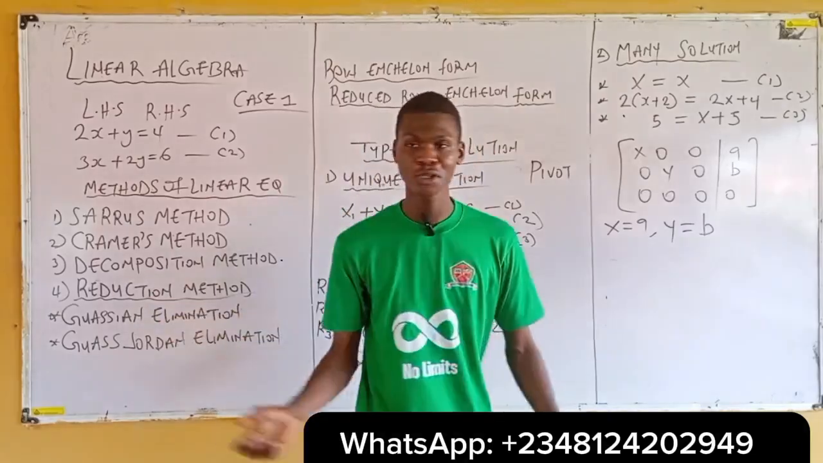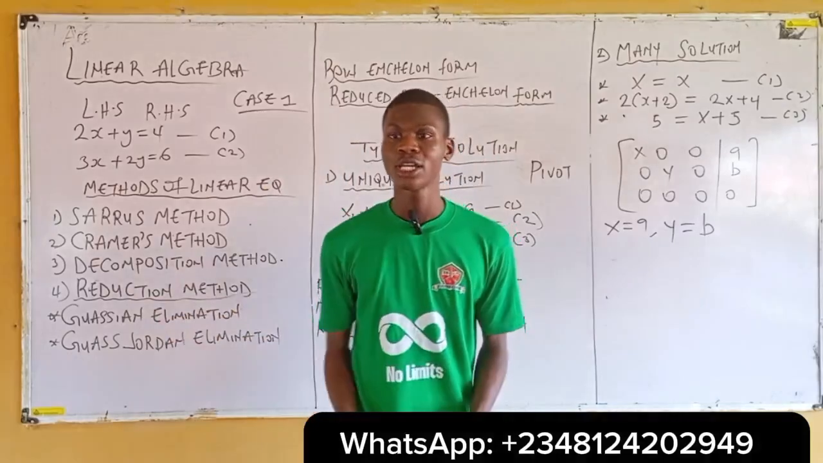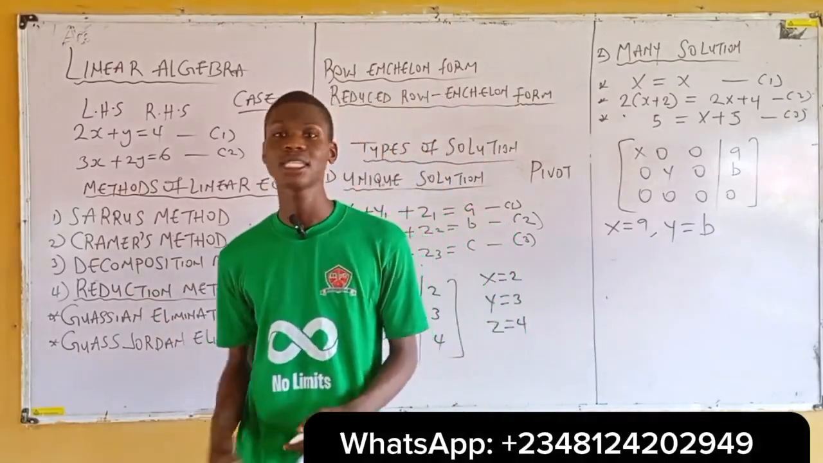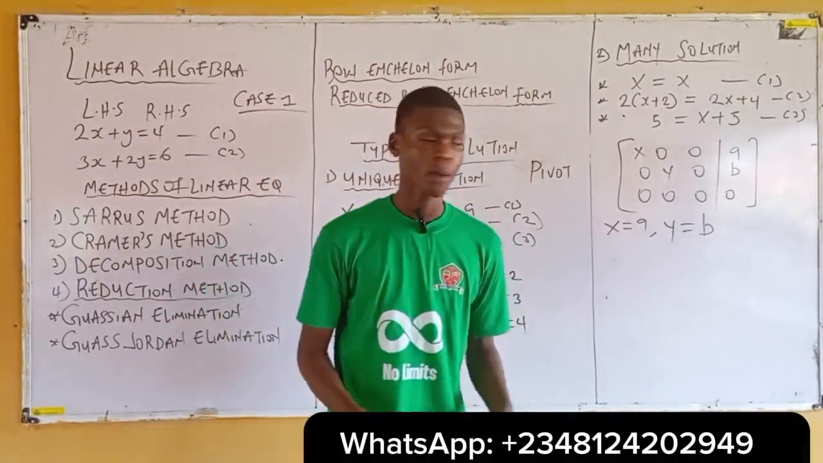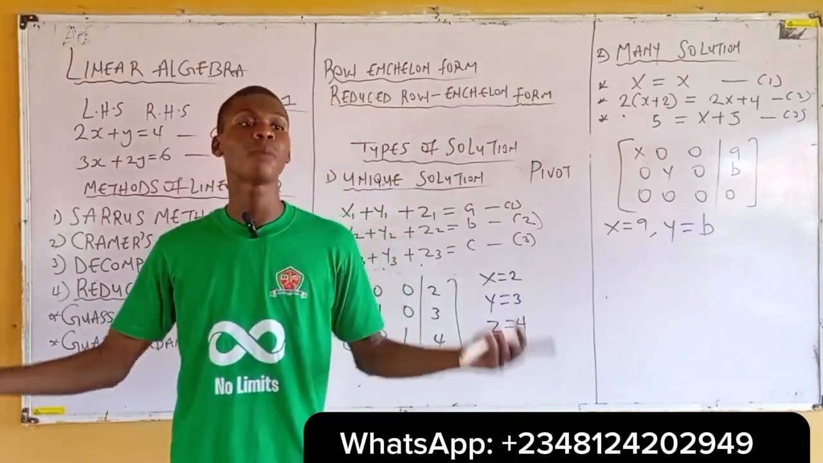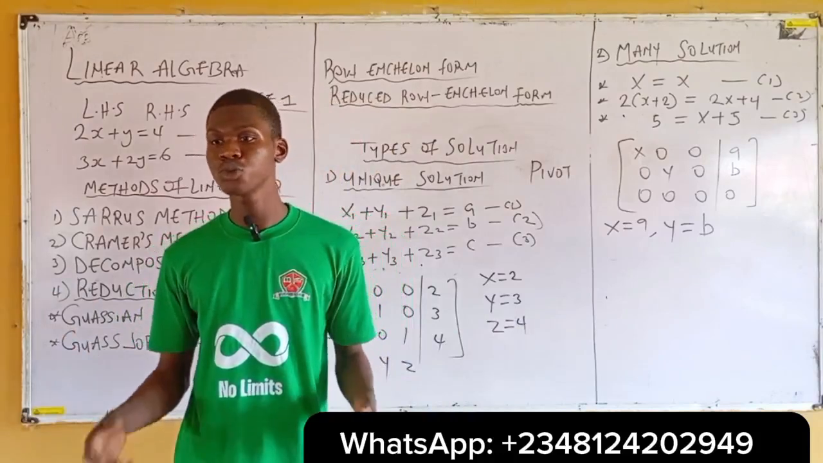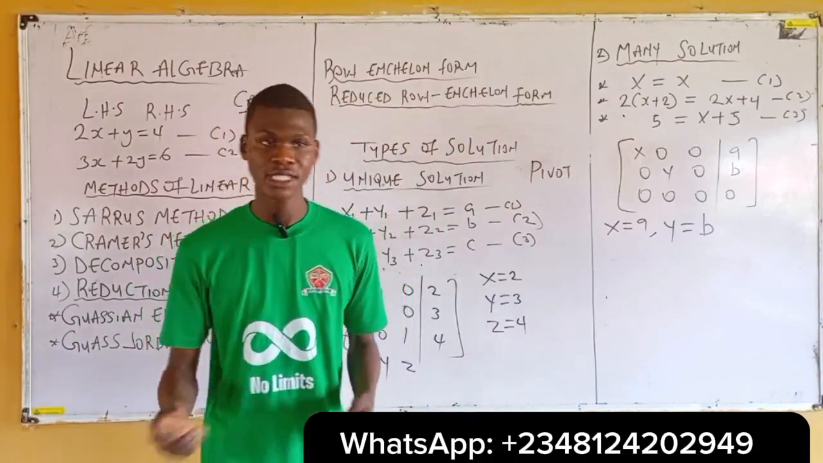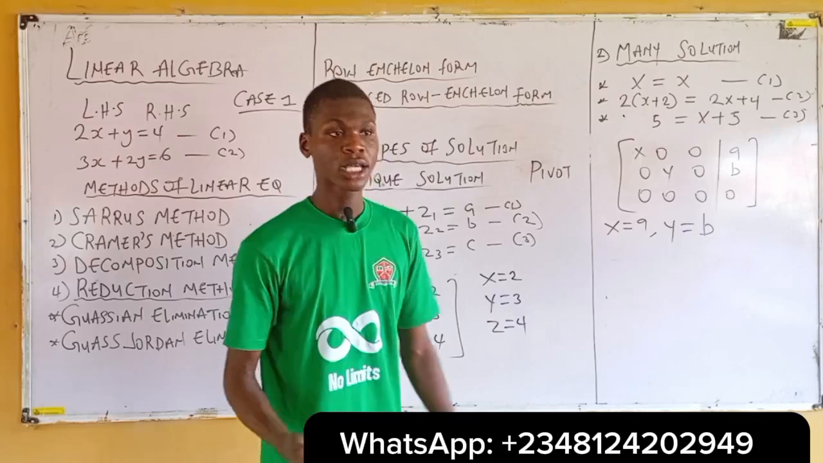This is what many solutions means. By many solutions, we assume z as a parametric variable. By parametric variable, meaning t, where t is equal to what? Real numbers. Meaning t can be 1, 2, 3, 4, 5, 6, 7, 8, just like we've seen in this case.